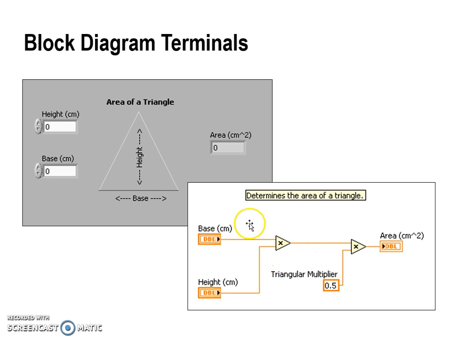So the data flow is waiting for numeric information from the base and the height terminal. They'll be multiplied together. Then the result of that data will be sent to another multiplication function, which will be multiplied by a constant of 0.5. And then the result will be displayed on the front panel indicator.